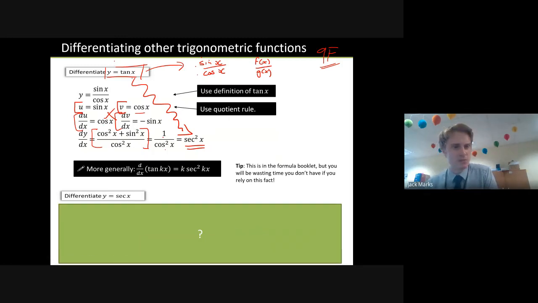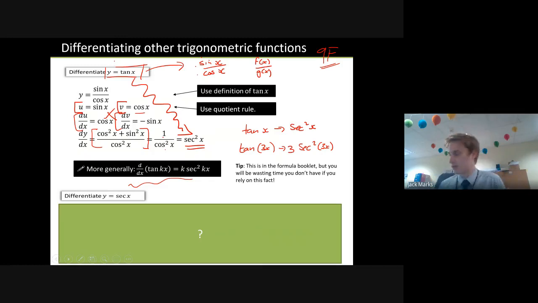We could also do this with the chain rule as well, which is just discussed here. So if you know that tan x goes to sec squared x, it shouldn't be too much of a surprise that tan of 3x, for example, gives you that part there, but then there's a chain of the 3x. If you're unsure about that, please check the chain rule in the previous section. So that's one of the really important ones to know.